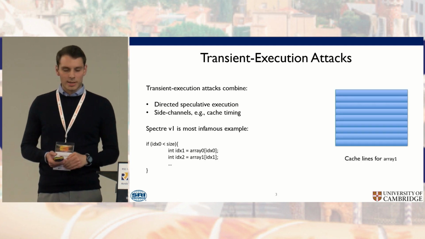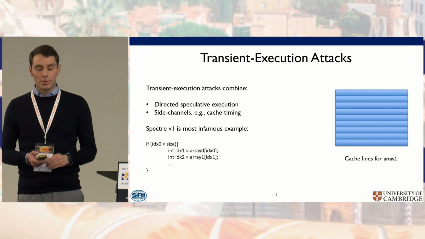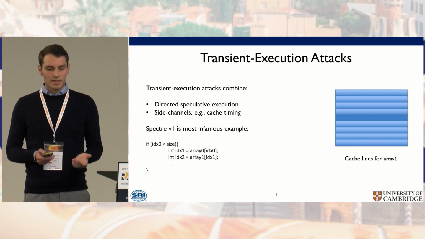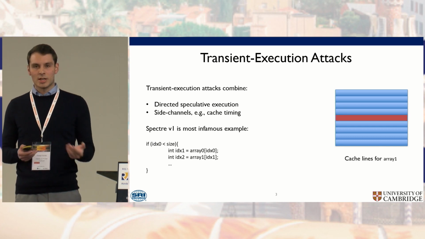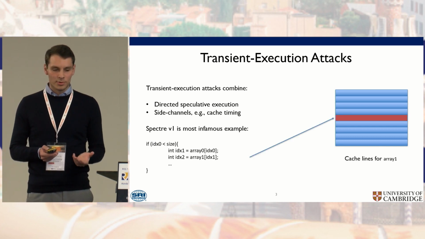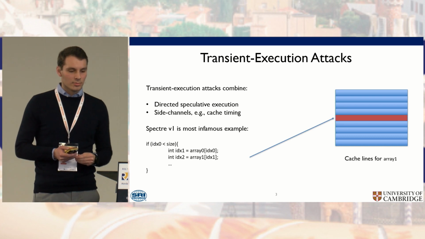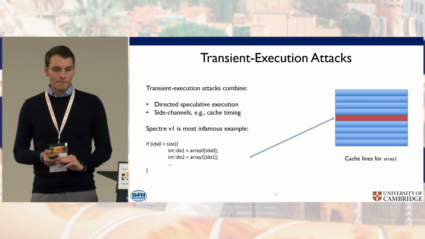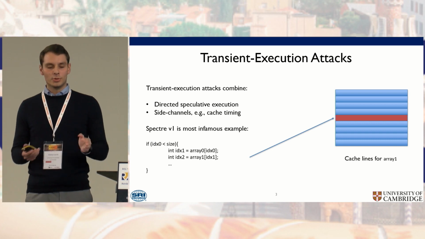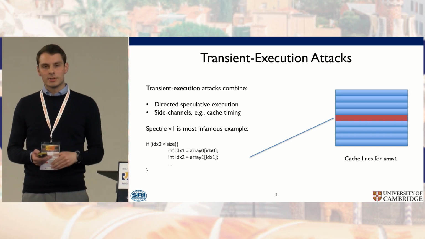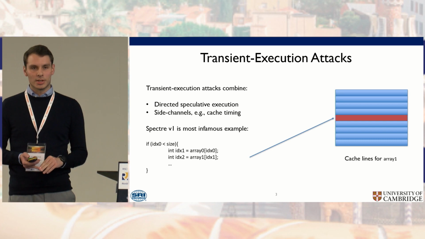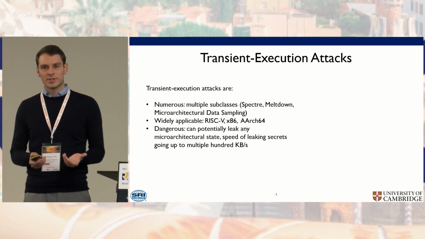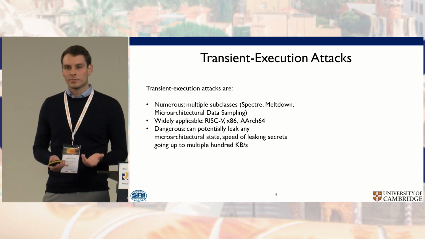When we then look at the cache lines for array 1, where blue means that the cache lines are empty, we can see that we now have a cache line in which we didn't have in before, and that is in direct correlation to the secret, and thus we have successfully encoded a secret in the cache. Transient execution attacks have become numerous.